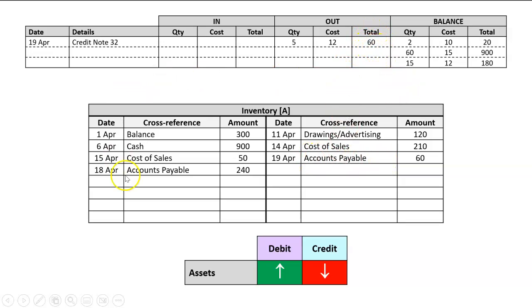So remember also no GST for any of these items in the inventory ledger. That would go in the GST ledger. We're not doing that. We did that in chapter 4, so we're not talking about that now.